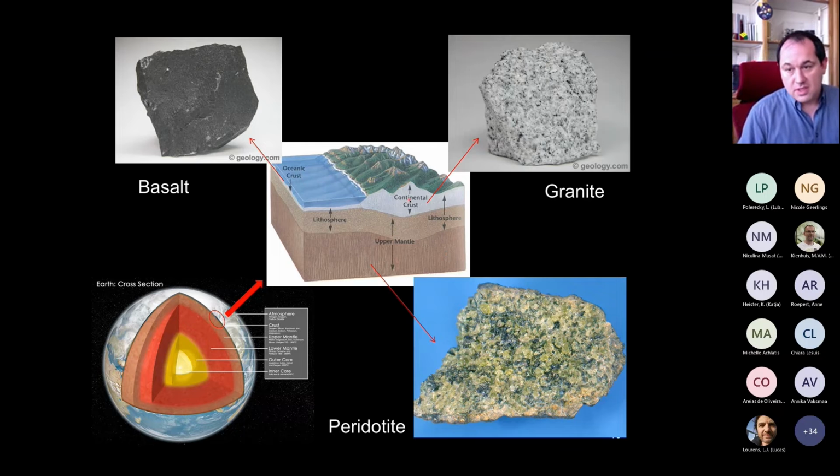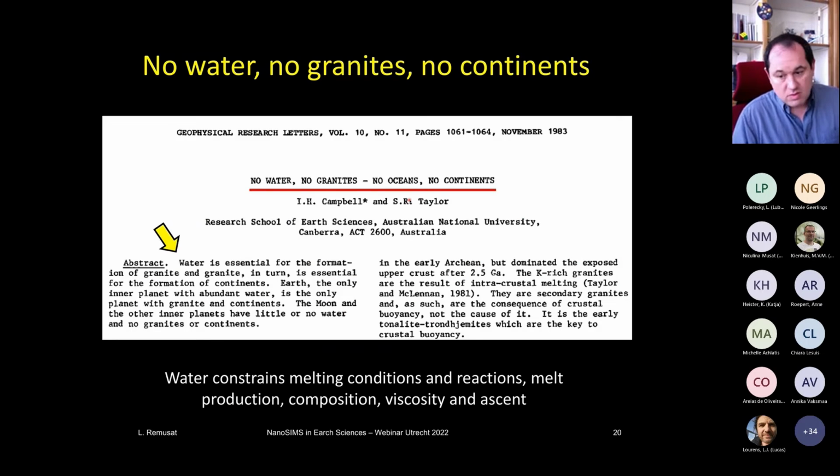And we live on continents. The emblematic rock of the continent is granite, and there are many studies about the formation of granite. One parameter that is very important to understand the formation of granite is to have a measurement of the water content of the rocks that are melting to produce the liquid that is going to form granite.